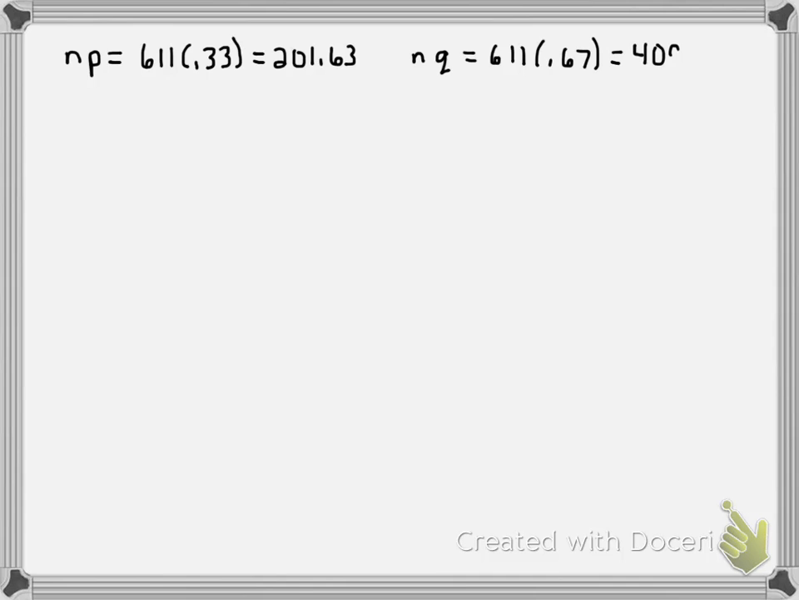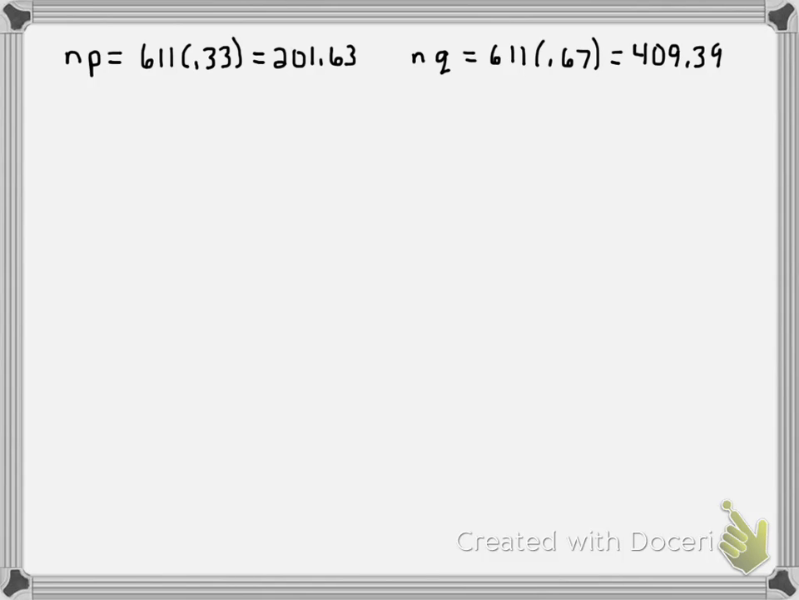NP is equal to 611 times 0.33, which is equal to 201.63, and NQ is equal to 611 times 0.67, which is equal to 409.39. Both are greater than 5, so we can continue with using the normal distribution as an approximation to binomial distribution.